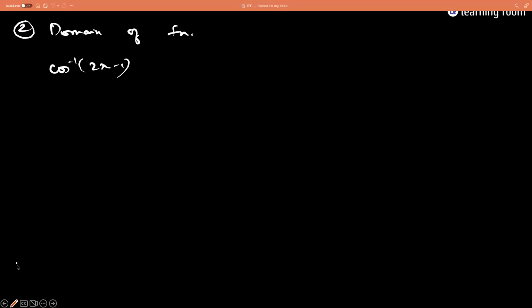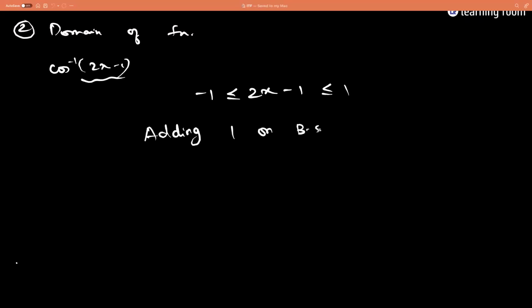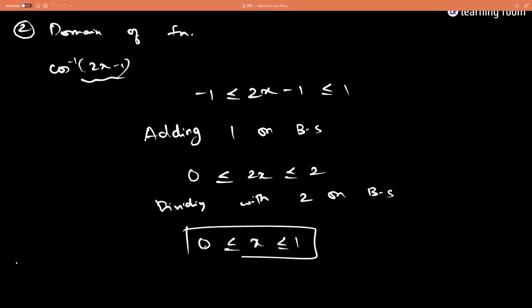So how do I proceed? How do I start with? So what are the values inside cos inverse that you can substitute? 2x minus 1 should be less than or equal to 1, greater than or equal to minus 1. Right? Adding 1 on both sides, I'll get 0 less than or equal to 2x less than or equal to 2. So dividing with 2 on both sides, what will I get? 0 less than or equal to x less than or equal to 1. So x belongs to 0 to 1. So that is going to be the domain. Right?